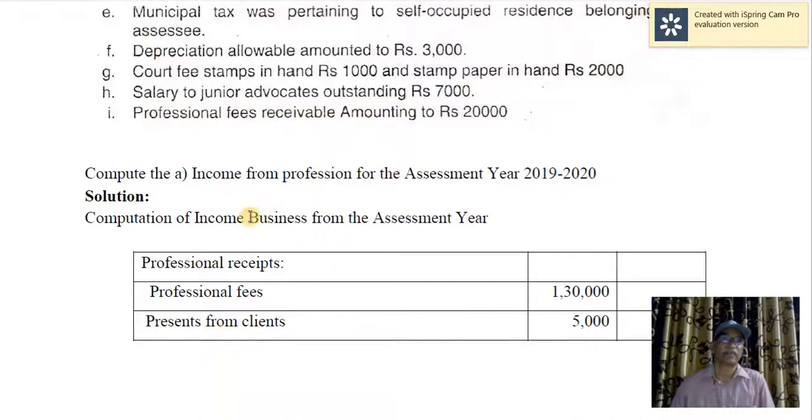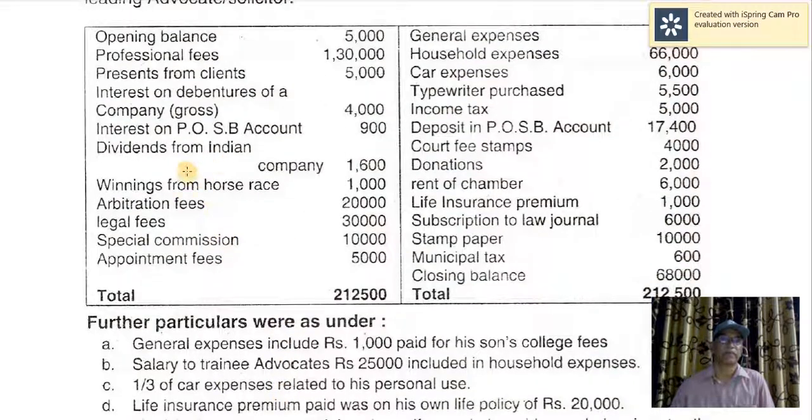So look at the receipt side here. Let us see what are the items of professional receipts. So professional fees 1,30,000. Definitely it's an item of income. Presents from clients. Okay, entire amount is professional income unless that is received from people other than his clients. Interest on debentures of a company, that is not an item of professional income, that falls under the head income from other sources. Your interest on post office savings bank account, this also falls under income from other sources. Moreover, it is exempt to the extent of 3,500.